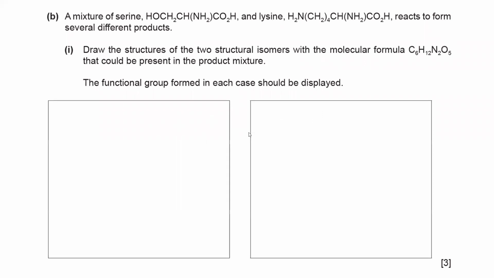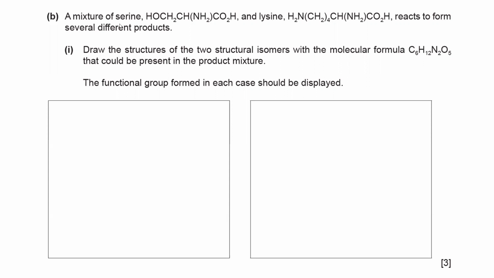This is question 7B from summer 2021 paper 4.1. Now, there's a mixture of serine and lysine reacting together to form several different products. So part 1, they would like us to draw the structures of the two structural isomers with the molecular formula C6H12N2O5 that could be present in the product mixture.